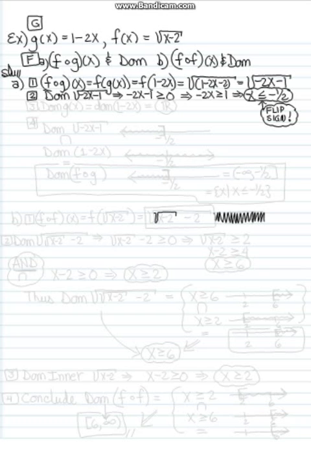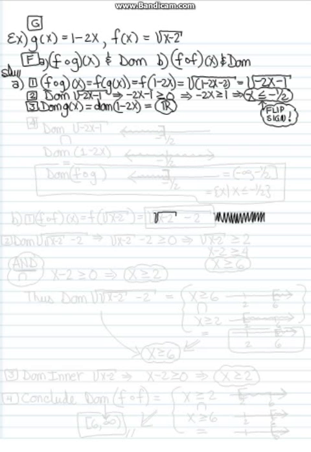Step 3, find the domain of the inner function in f composite g. That means find the domain of g. The g function is the inner function in that composition. So we're looking for the domain of 1 minus 2x. That's the g function. There's no restrictions on 1 minus 2x. So the domain is all real numbers for the inner function.